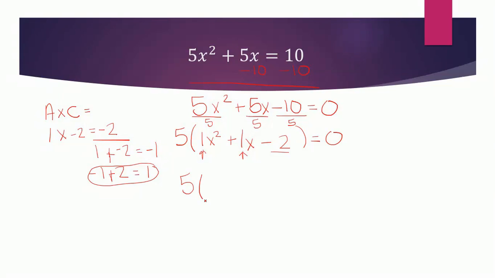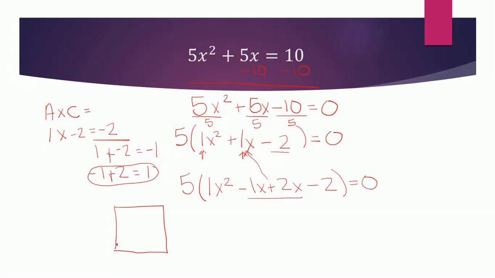So now I can use the 2 numbers I found and rewrite this middle term. I have 1x squared, now I can go back over here, minus 1x plus 2x minus 2 equals 0. Notice these two combine, and that's what allows me to do this. So now I have 4 terms inside my parentheses. I can now use grouping, or the box method.